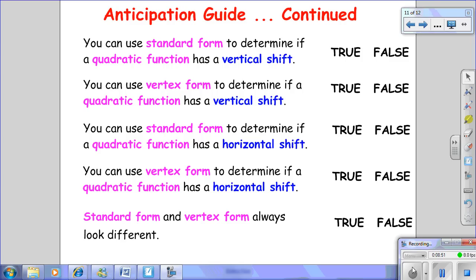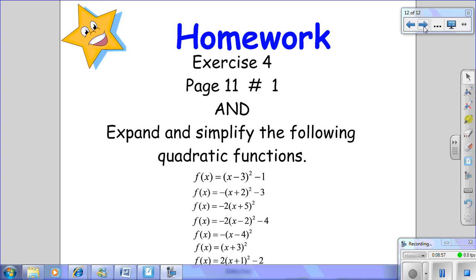Standard form and vertex form always look different. Before you come to class tomorrow, you need to complete exercise 4, page 11, number 1, and there are a few quadratic functions here that I would like you to expand and simplify so that they are written in standard form. Thanks.